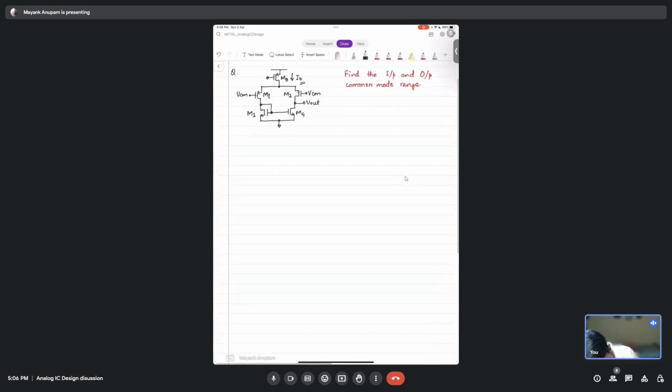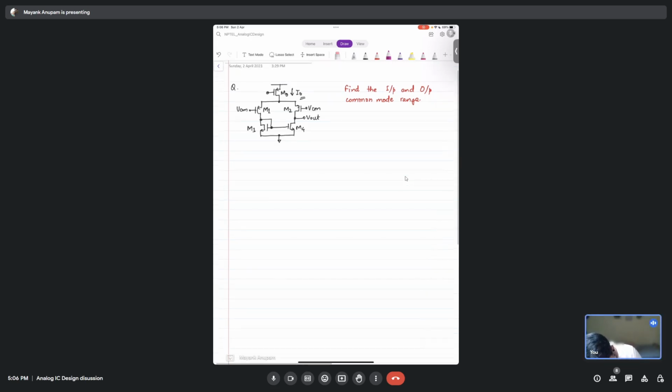A current I naught is flowing here. How much current should flow in this and this? If both are identical, the current will be divided, I naught by 2, I naught by 2. The current through M1 and M2 will be I naught by 2, sir.